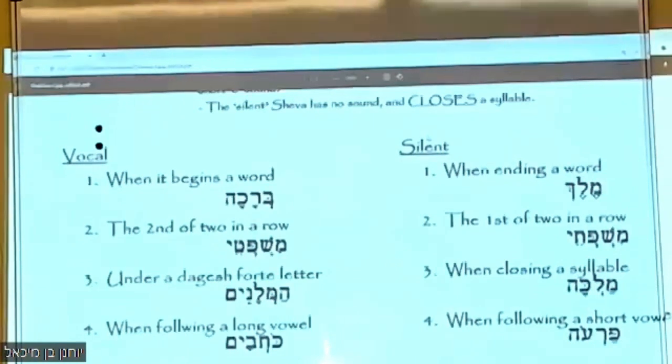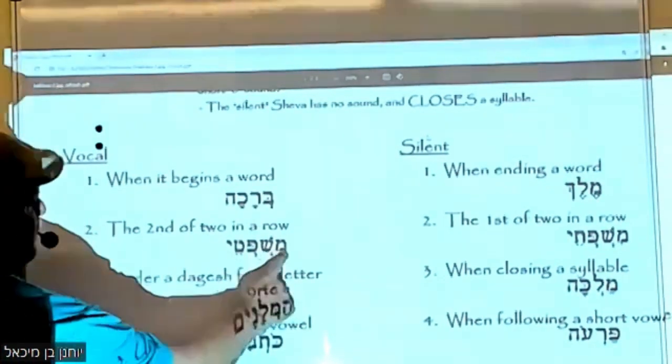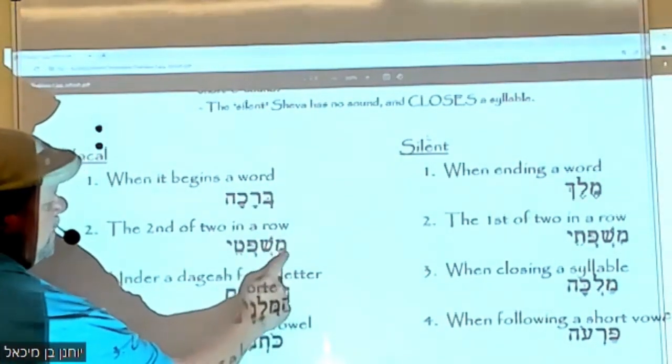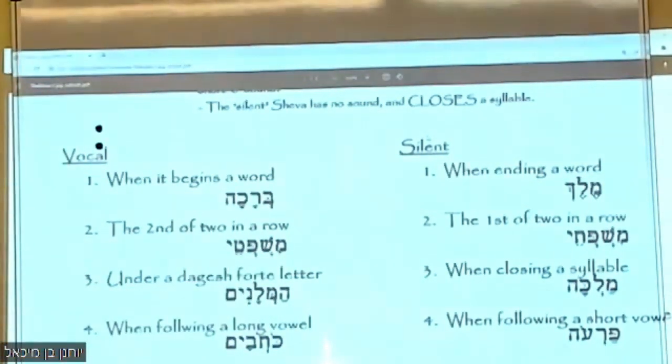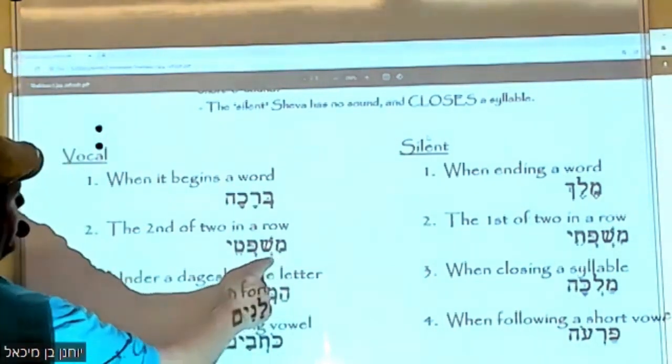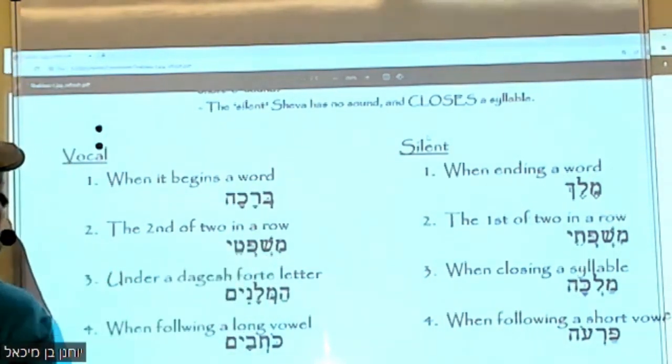From mouth of me, from my mouth. Okay? Mishpate. And the word mishpat means what? The judgment. Where do judgments come from? You speak them. So the idea is that it's something that comes from your mouth. Okay? Mishpate. Mishpete. All right.